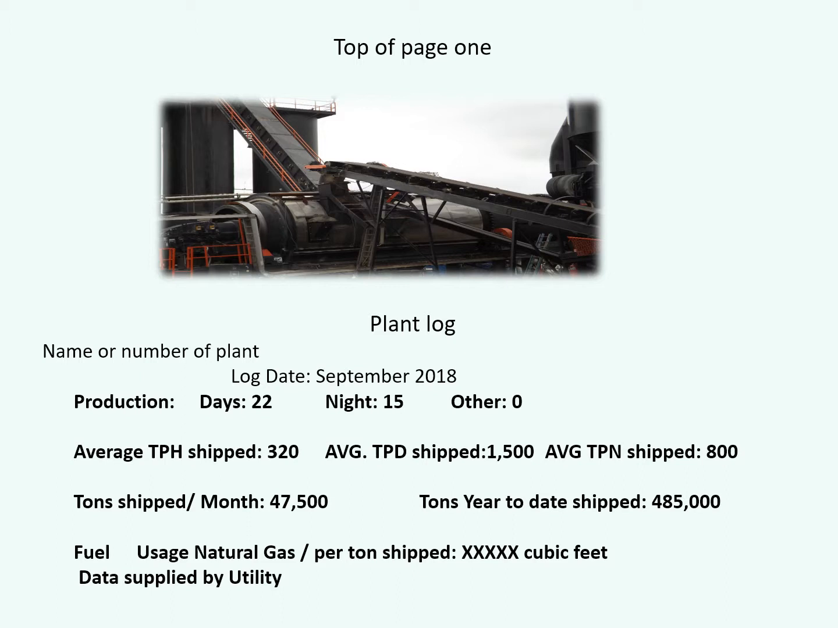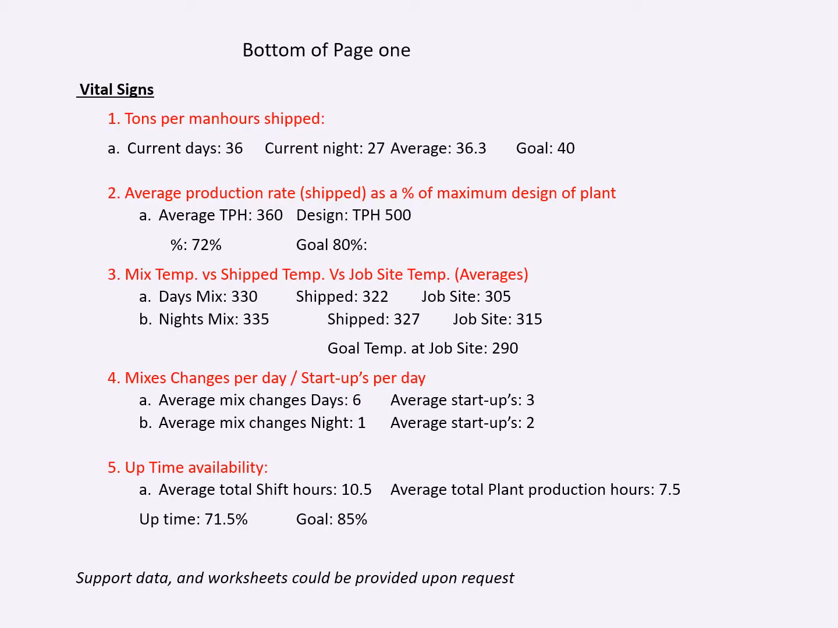What we are looking at is the top of page 1. As you can see, it has basic information as to tons per hour, tons shipped for the year, use of natural gas, and production days, nights, and others. This is the bottom of page 1. As you can see, it contains the vital signs 1 through 5. We will be going into these vital signs in detail as we go through the mock-up.